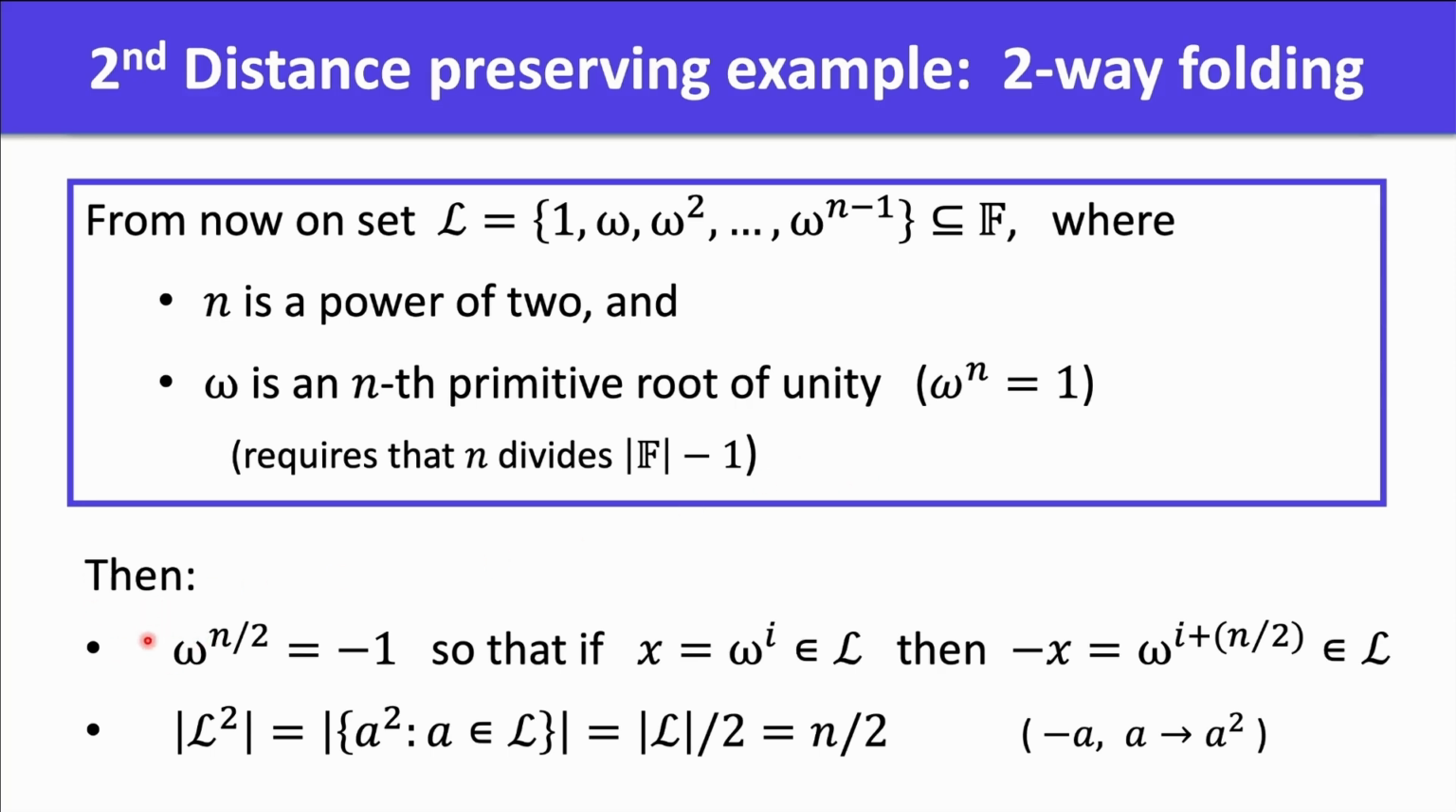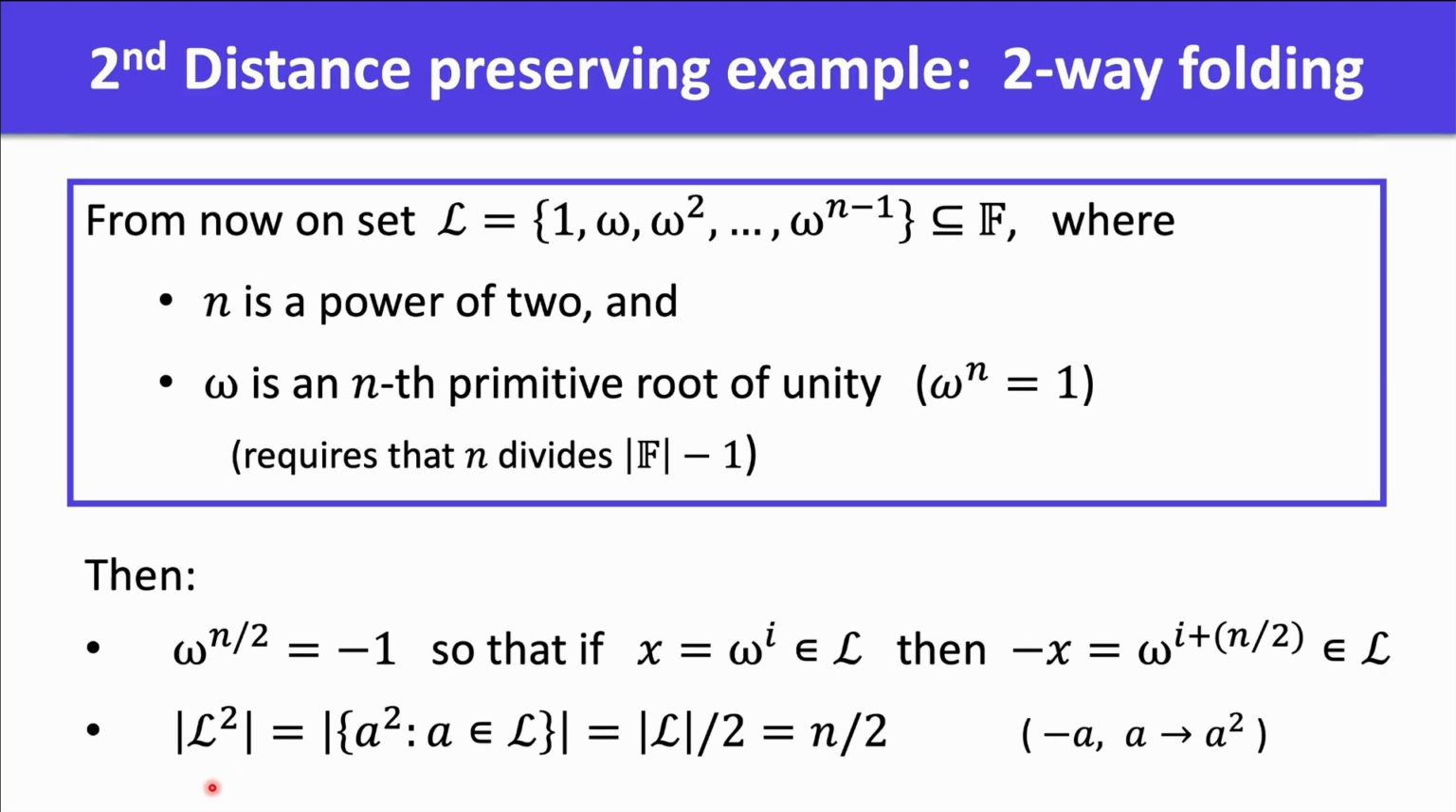Nevertheless, there are two important points about this specific domain of roots of unity. The first one is because n is a power of 2, we know that omega to the power of n over 2 is equal to minus 1. And that means that if x is in the domain, then minus x is also in the domain. So the domain naturally splits into pairs of x comma minus x.